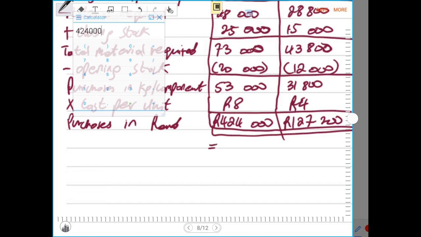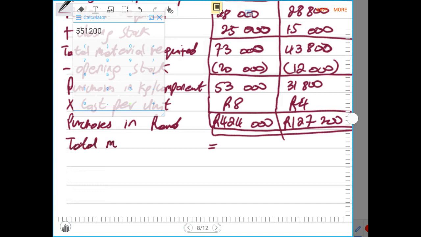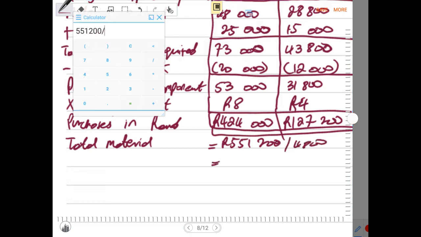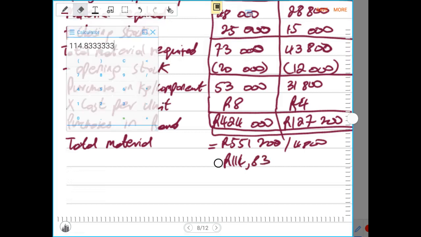Then if we add the two, where we say 424,000 plus 127,200, that will give us the total material, and our total material will be 551,200. Then if we divide this by 4,800, that will give us per unit, and it will still give us that 114 rand 83 cents. However, that is just my calculation just to confirm some things.